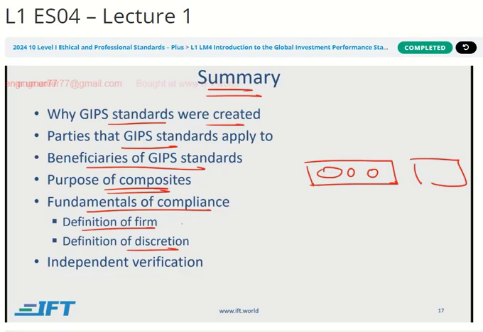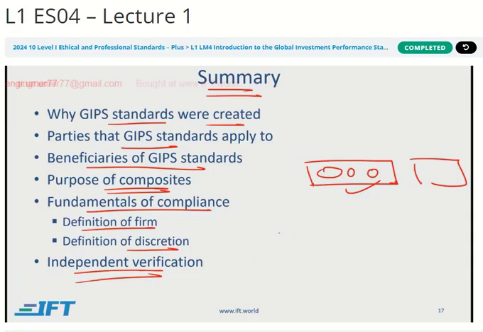The definition of the firm must be as broad and meaningful as possible. And how we define whether a given account is discretionary or not also needs to be very clear. This definition cannot keep changing randomly. We need to be clear about whether a given account is discretionary or not, because only discretionary accounts are included in the composite. And finally, independent verification is not required, but it helps.